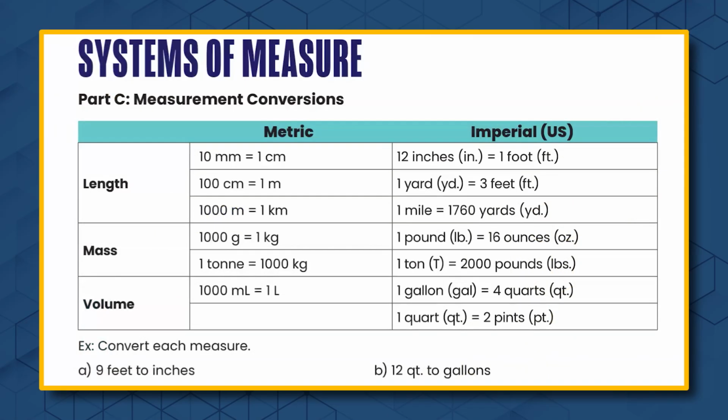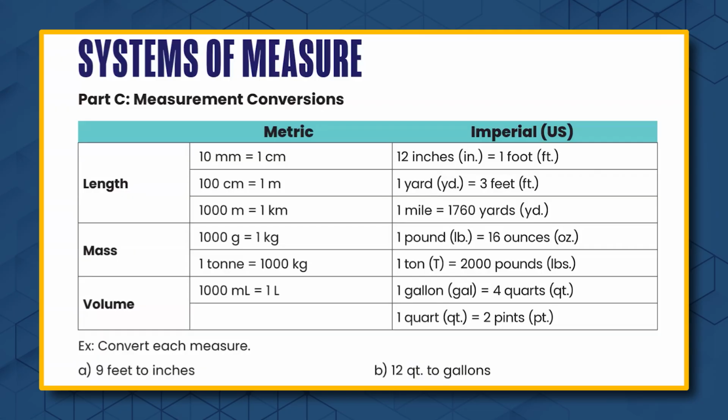We have looked at the different systems of measure, and we have seen that there are two different systems. There's the metric system and the imperial system. In the metric system, for length, we might use units, which include the millimeter, centimeter, or kilometer. For mass, we might use grams or kilograms. For volume, we might use milliliters or liters, for example.